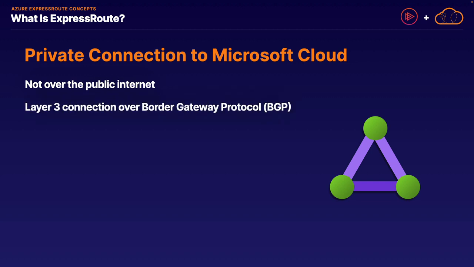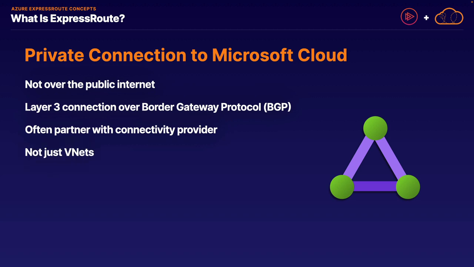Other relevant points is that it is a layer 3 connection that operates over Border Gateway Protocol, or again BGP for short, and most connectivity models involve partnering with a connectivity provider, which will help facilitate the connection between your on-premises network and Microsoft's cloud, and again, we'll talk more about that in detail later on. And another very key point is that we're not talking about just connecting virtual networks directly to your on-premises location. Virtual networks are one of multiple scenarios for working with ExpressRoute.